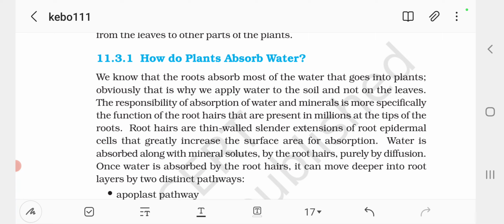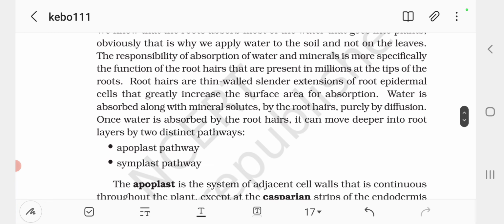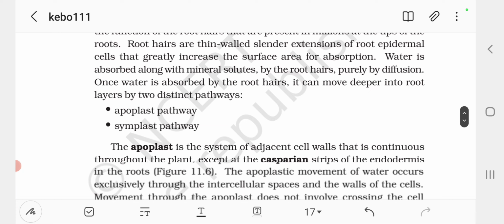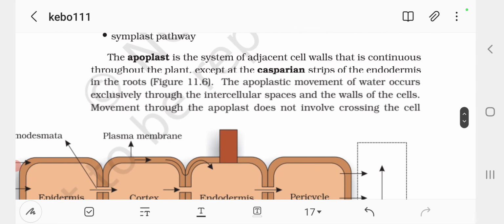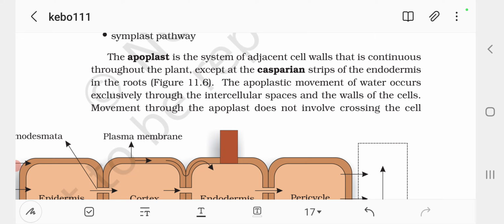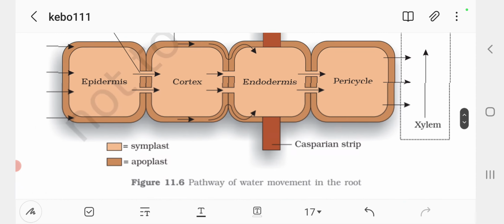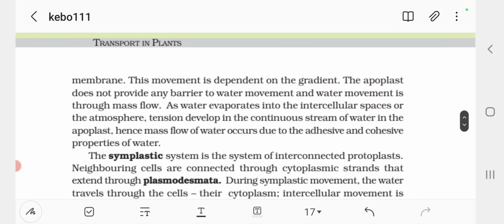Once water is absorbed by the root hairs, it can move deeper into the root layers by two distinct pathways. The very first is the apoplast pathway, the second is the symplast pathway. The apoplast is the system of adjacent cell walls that is continuous throughout the plant, except at the Casparian strips of endodermis in the roots. The apoplastic movement of water occurs exclusively through the intercellular spaces and the walls of the cells. Movement through the apoplast does not involve crossing the cell membranes.